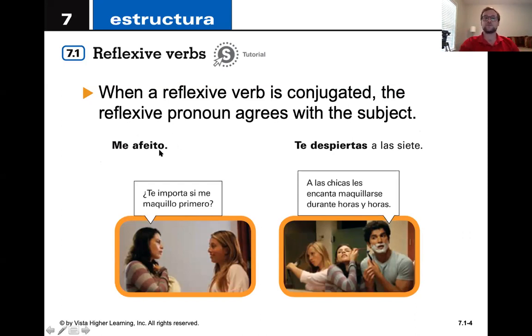So we have to match our conjugation: me afeito, I shave, right? Now, that's not necessarily a reflexive verb, because you could say, I shave my dog. I don't know why you do that, but you're not doing it to yourself, so that would not need to be reflexive. But me afeito would be I shave myself, okay? You can wake something up, but when you wake yourself up, that conjugation needs to match the pronoun. Te despiertas a las 7. Right? Te despiertas a las 7.